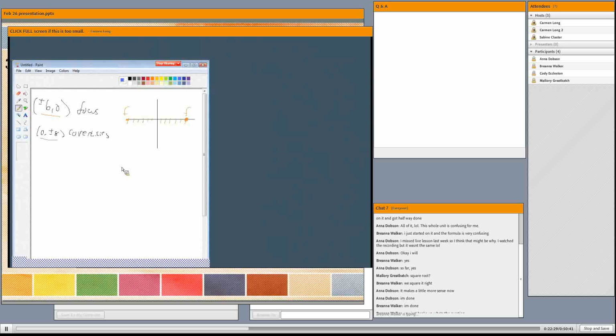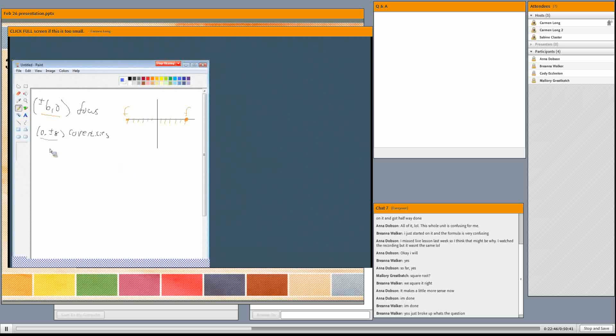In the Q&A pod. Oh, broke up. Is the co-vertices the endpoints of the longer axis or the shorter axis? Type that in the Q&A pod. I'm going to save the Q&A pod answers, and if somebody's not answering, then I'm going to ask them to watch the recording.